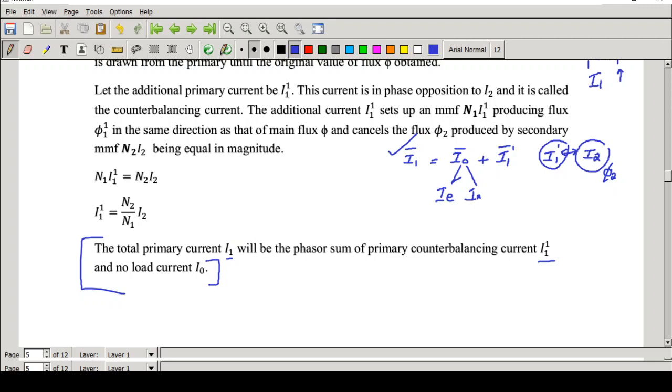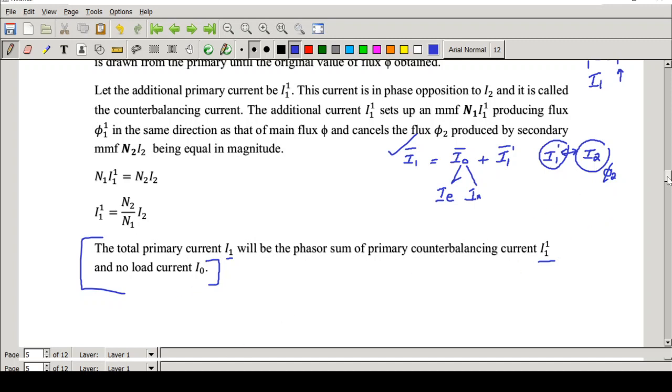Okay. So when there is a current flow through the load, it will create a flux which opposes the main flux, thereby reducing the EMF. Okay, so when the EMF is reduced, the difference between the input voltage and the EMF will increase, thereby increasing the input current. That is, the transformer will draw more current. One is I0 and the other is I1 dash. I1 dash is exactly equal in magnitude and opposite to I2, thereby cancelling the effect of the flux phi2.